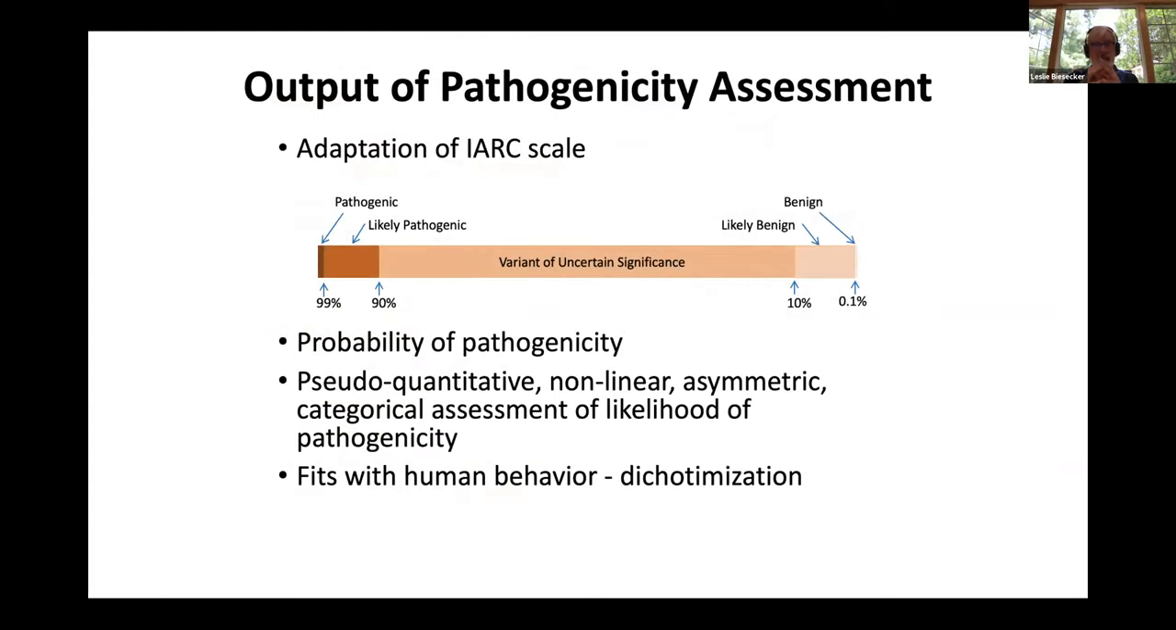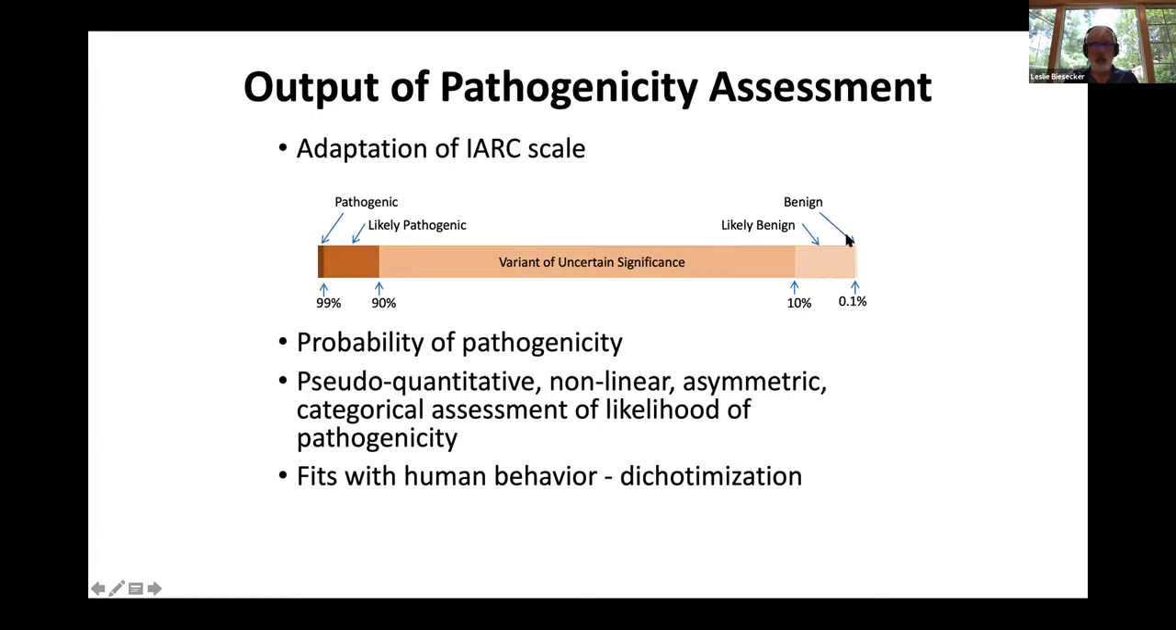And the output is based on an adaptation of a scale developed by the International Agency for Research on Cancer, which broke it into five categories, which you can think of as the posterior probability of Bayes, right? This is a probability of pathogenicity after taking the evidence into account. This is pseudo-quantitative because there's no real measured data that were used in the Richards et al. system. So it's pseudo-quantitative. This scale is not linear. The five categories are of unequal size.